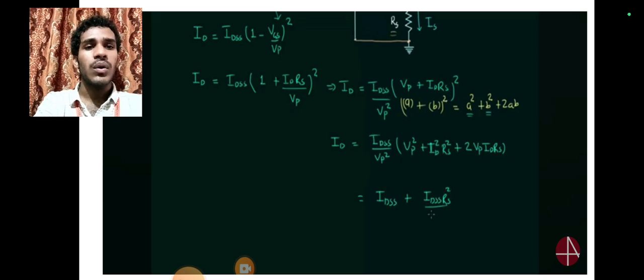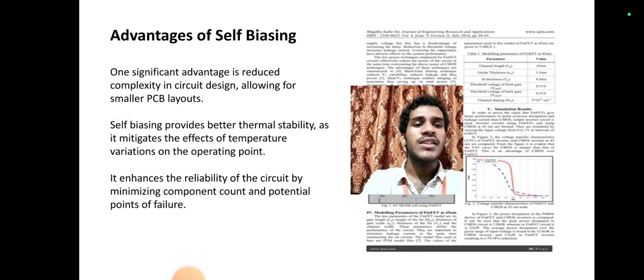ID equal to IDSS times (1 plus ID RS by VP) whole square. ID equal to IDSS by VP square times (VP plus ID RS) whole square. Here we use the formula (A plus B) whole square equal to A square plus B square plus 2AB. So ID equals IDSS by VP square times (VP square plus ID square RS square plus 2 VP ID RS).